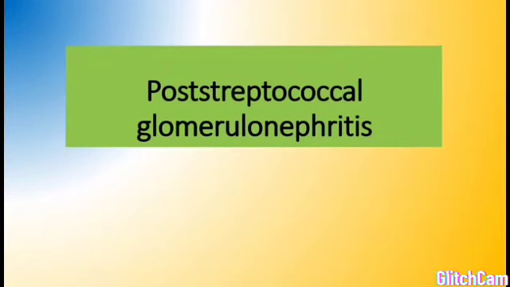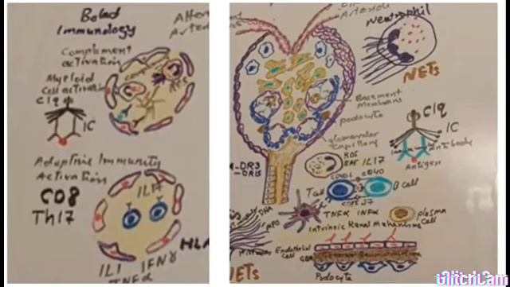In this lecture, I'm going to talk about post-streptococcal glomerulonephritis. The story of this disorder starts when a child, for example, gets repeated infection of the tonsils with Streptococcus pyogenes. This is a bacterial infection.